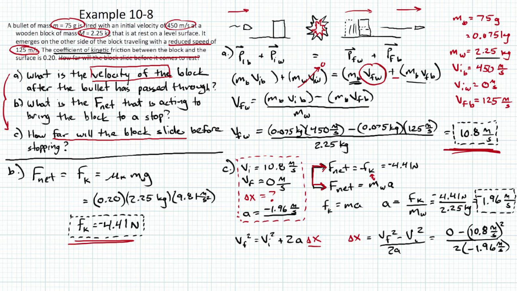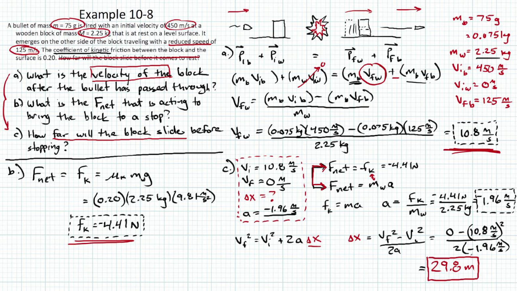Okay, so we're going to find this is actually not going to be negative, it's going to be a positive delta x, but it doesn't really matter. Let's simply solve for our delta x. So 10.8 squared divided by 2 times negative 1.96. And that comes out to be, and here's our final answer. Let's write this in red. 29.8 meters. This is our final answer. How far will the block slide before stopping? 29.8 meters. And there you have it.